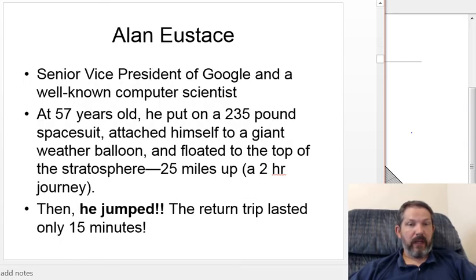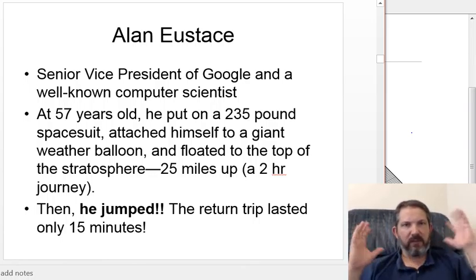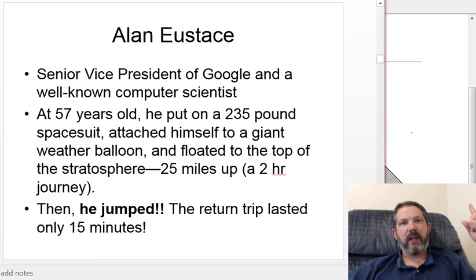Okay, another thing about the stratosphere that's worth talking about is a man named Ionosphere. He's an engineer, senior vice president of Google. He's a well-known computer scientist. He didn't tell people, not too many people, that he was doing this. He worked on it secretly for a few years, and then at 57 years old, he puts on this 235-pound spacesuit that he and his team have designed, attaches him, and he's got a whole life support system in it, attaches himself to a giant weather balloon, floats up into the stratosphere.